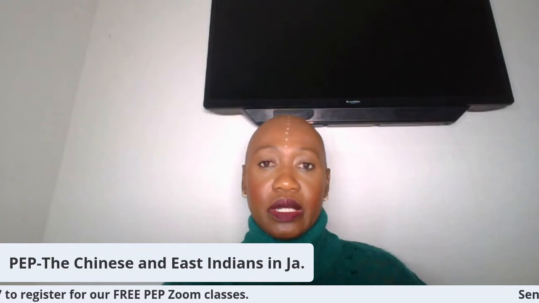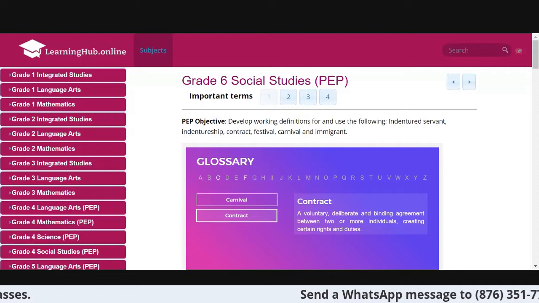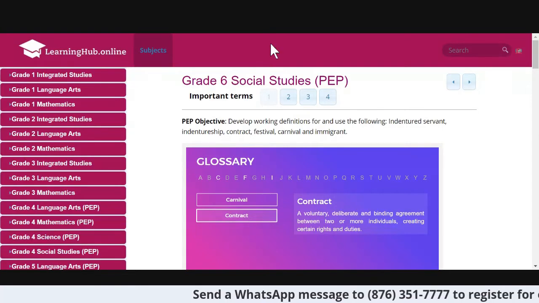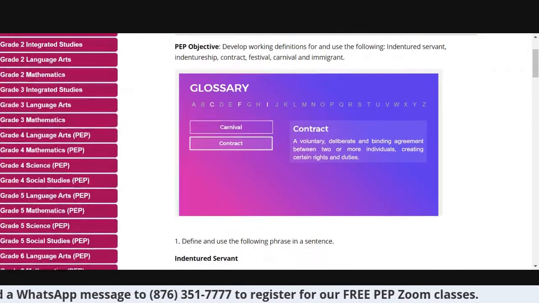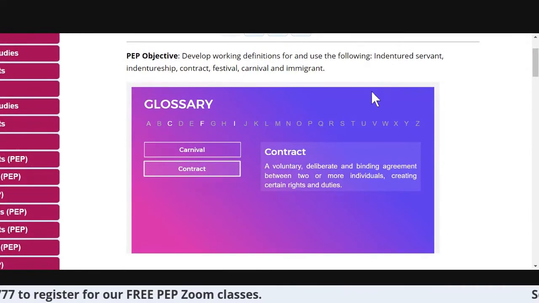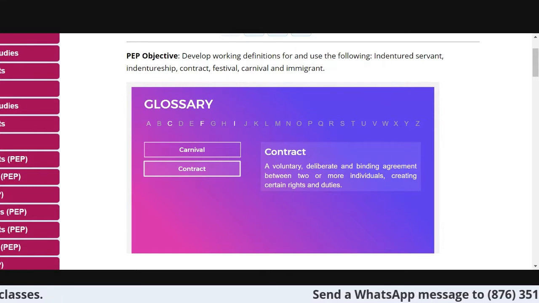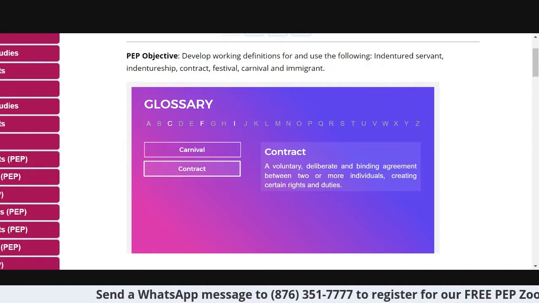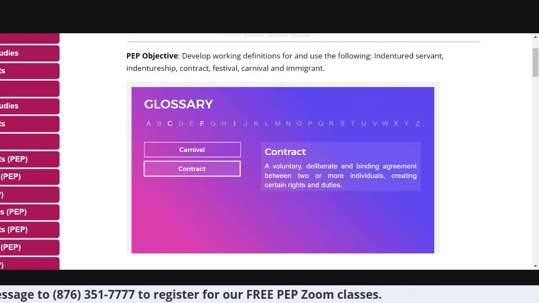So I would like for you to see the screen. I'm in the website and I'm actually in the teachers section. The first thing on the PEP social studies curriculum is the Chinese and East Indians in Jamaica. And you'll notice when you open the curriculum, there are terms that you need to know. So what we have done on Learning Hub is to give you an interactive glossary of those terms that you really need to know. So let's look at those.